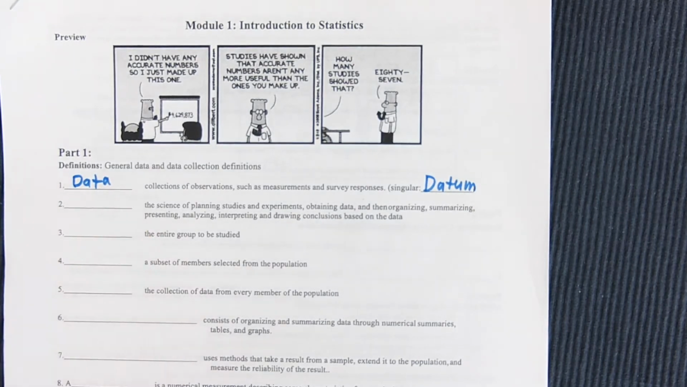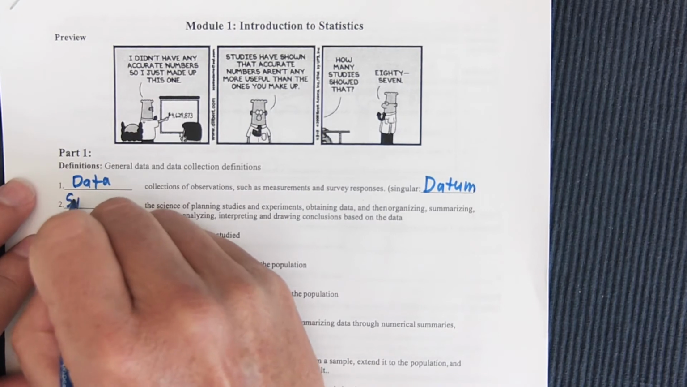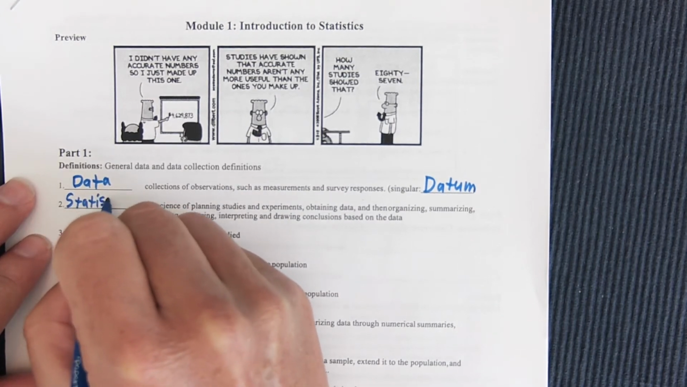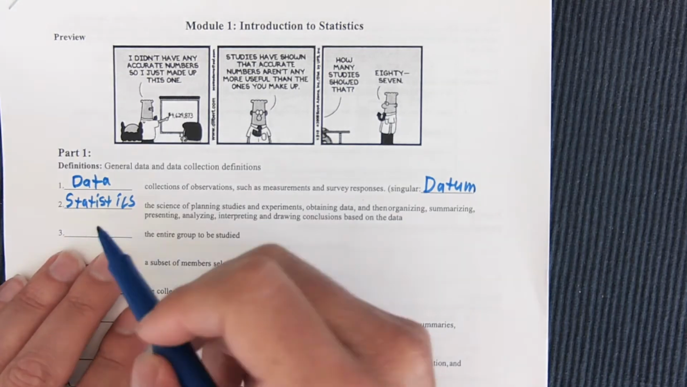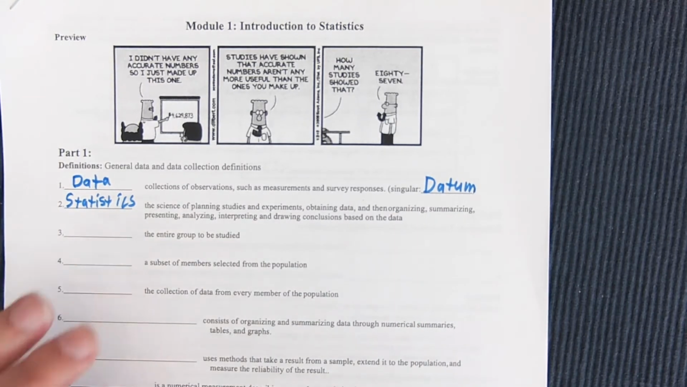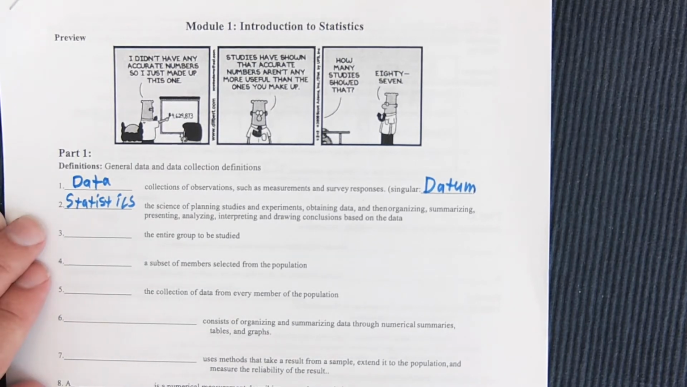Next up, we have statistics. Statistics is the science of planning studies and experiments, obtaining data, then organizing, summarizing, presenting, analyzing, interpreting, and drawing conclusions based on the data. And we'll hit a lot more on these words. These specific definitions will become more clear as we're going through this.